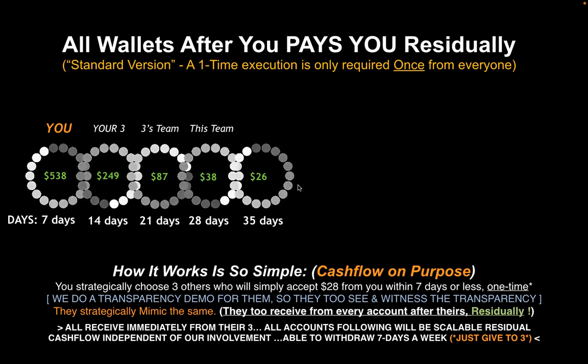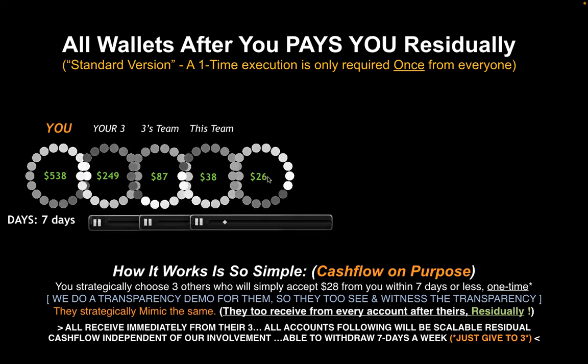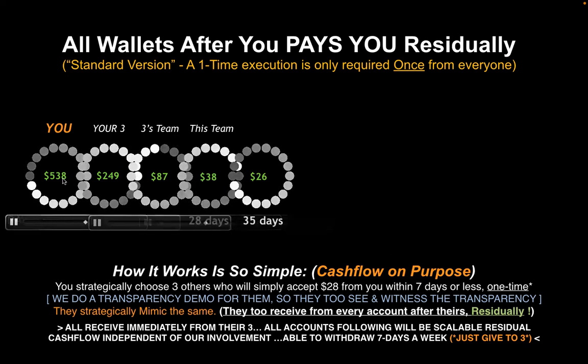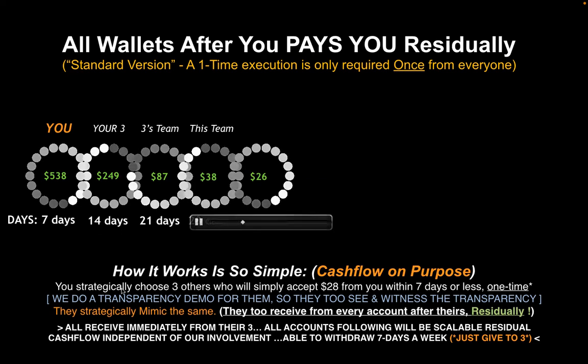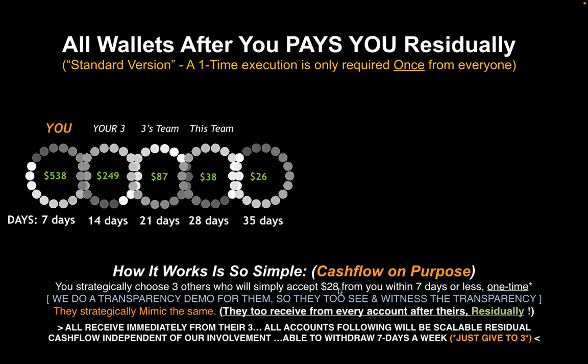So everyone's only involvement is to get to 26. And as everyone after you is just getting their 26, look what's happening to everyone prior. Everyone receives in the same fashion. Everyone's just doing a one-time out of pocket and a one-time execution of strategically choosing 3 others who will simply accept $28 from you within 7 days or less. Please let that one time hit us like a ton of bricks.